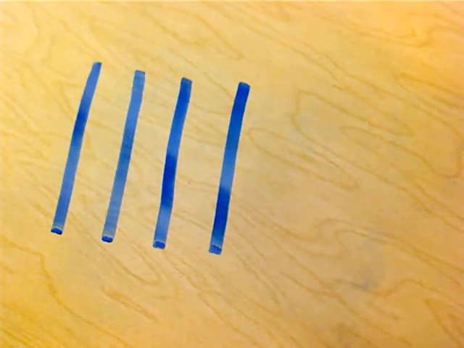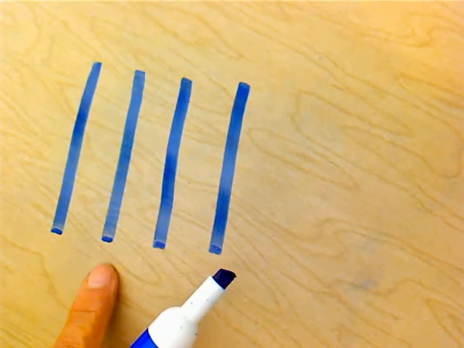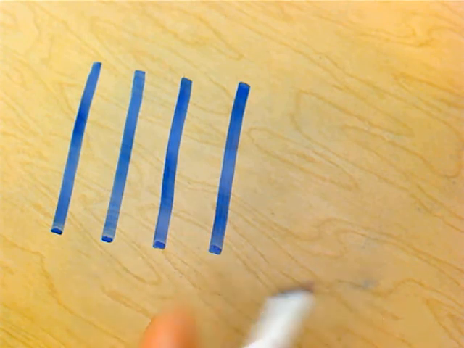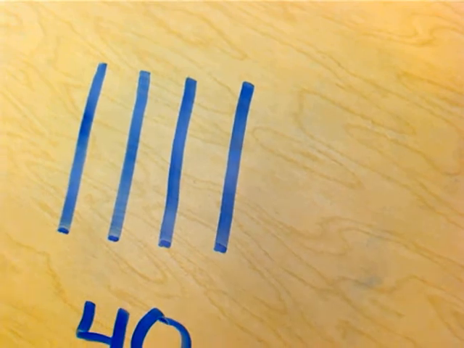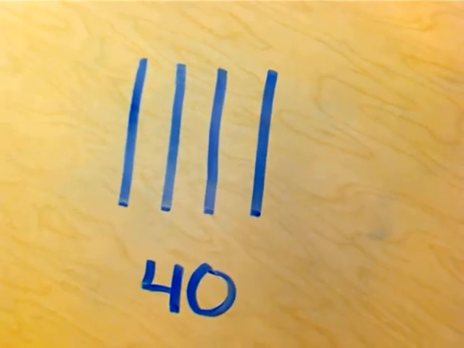How many tens do I have? 1 ten, 2 tens, 3 tens, 4 tens. That has a value of 40.